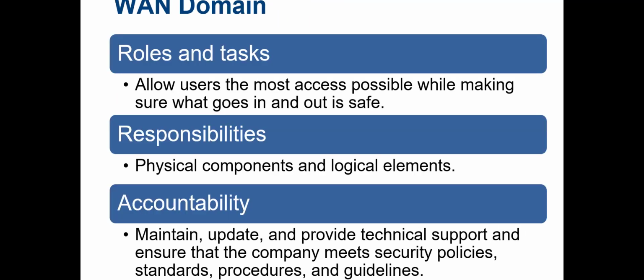Now we talk about wide area network domains, and these connect to remote locations. As network costs drop, organizations can afford faster internet and WAN connections. For roles and tasks, the WAN domain includes both physical components and the logical design of routers and communication equipment. It is the second most complex area to secure within an IT infrastructure. Your goal is to allow users the most access possible while making sure what goes in and out is safe.